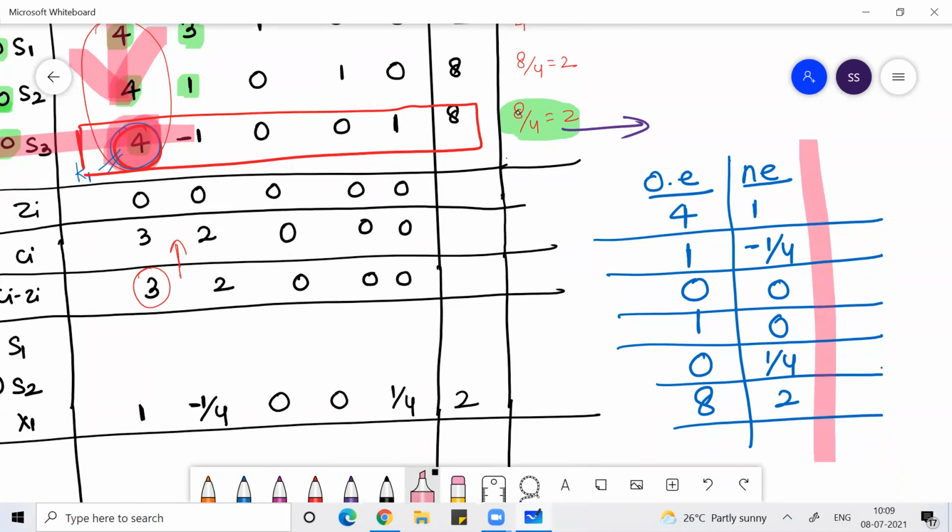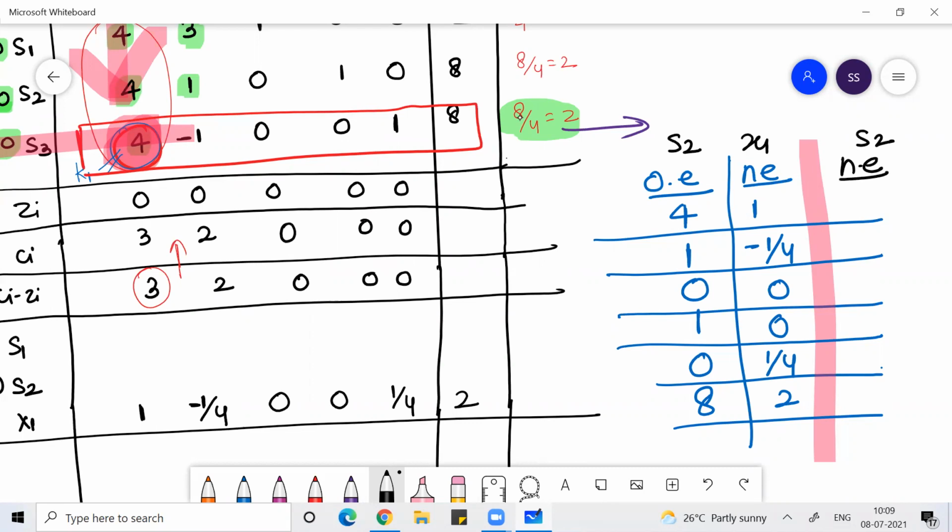The new element is basically the new values of X1 that you get. Old element means what you are trying to find, the new values of S2, right? S2 is not replaced. S2 was there, S2 is still there, but we will not write the same values of S2. We'll change the values of S2. That is what we are trying to find here. So what are the new values of S2?